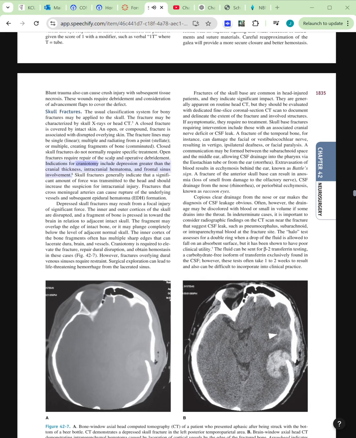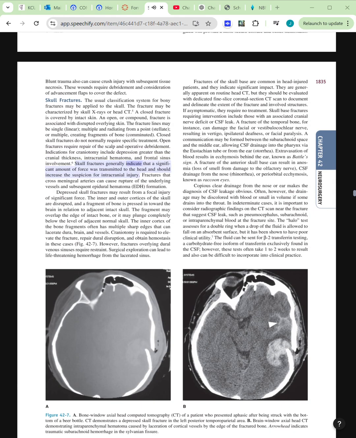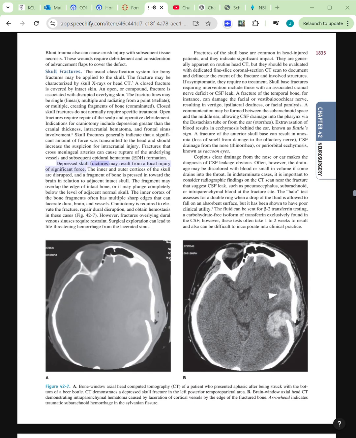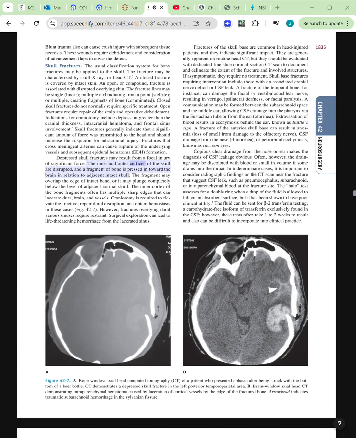Indications for craniotomy include depression greater than the cranial thickness, intracranial hematoma, and frontal sinus involvement. Skull fractures generally indicate that a significant amount of force was transmitted to the head and should increase the suspicion for intracranial injury. Fractures that cross meningeal arteries can cause rupture of the underlying vessels and subsequent epidural hematoma formation. Depressed skull fractures may result from a focal injury of significant force.